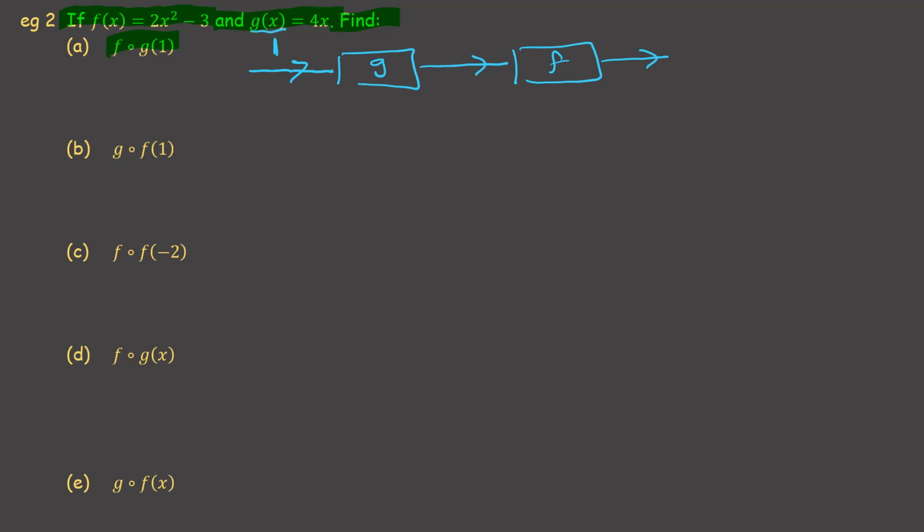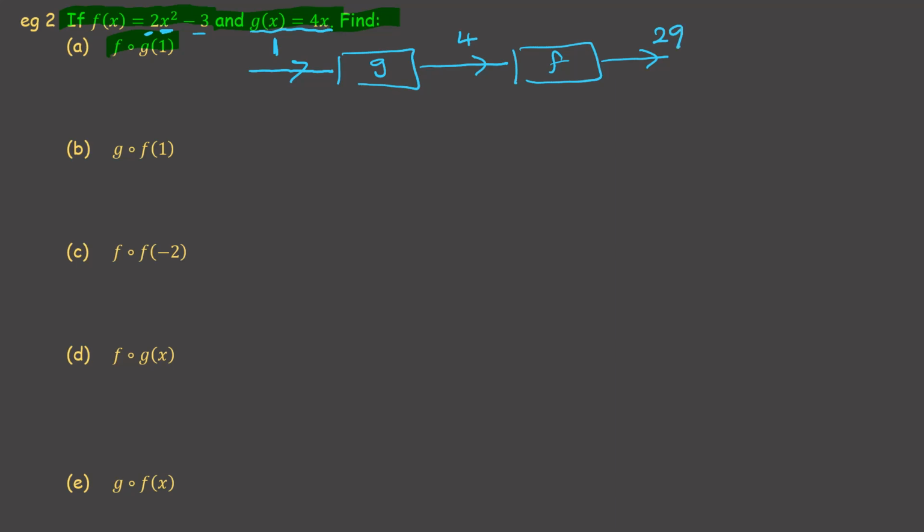So what does g do? Multiplies what goes in by 4. So we'll get 4 out there. And then for f, it squares the number that goes in, multiplies it by 2 and takes away 3. So square 4 is 16, double that is 32, take away 3 is 29.